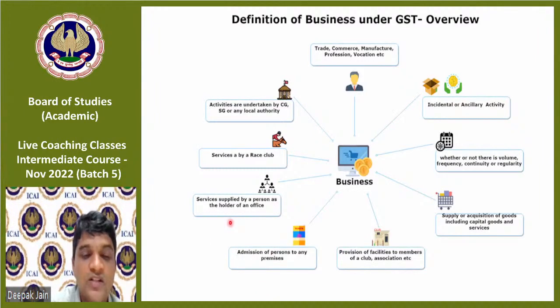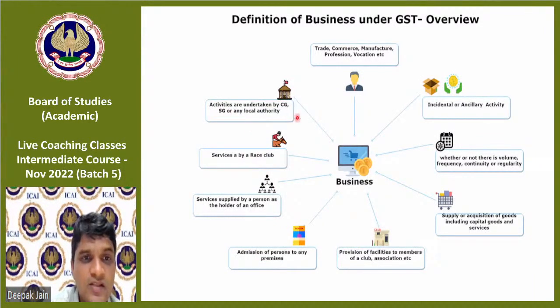Services supplied by a person as a holder of an office means what? If a person is providing service as a holder of a special office or any office. Office means what? Like a director. A director is providing services in his capacity of being a director. So services supplied by a person as a holder of an office, that is also business. Everything is covered basically. Whatever could be left out, all the terms have been included under the definition of business. Services by a race club is also covered under business.